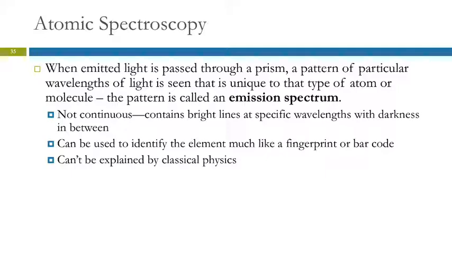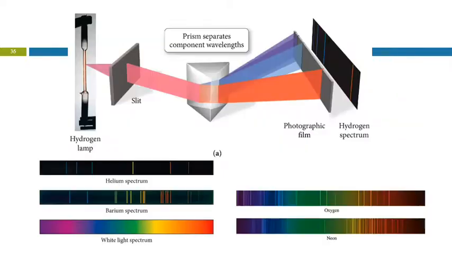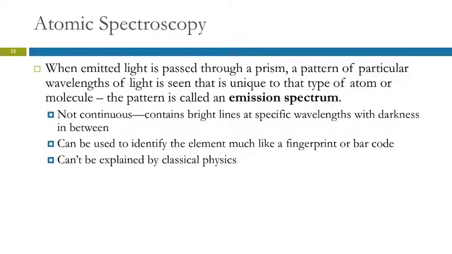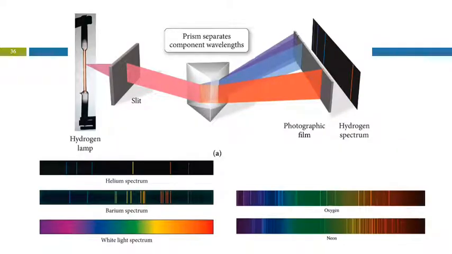These emission spectra cannot be explained by classical physics, because classical physics just doesn't work here. So let's look at a diagram showing what's going on. Here we have a lamp. This is a hydrogen lamp. We're exciting the hydrogen atoms with electricity, and they are emitting this kind of pinkish light.